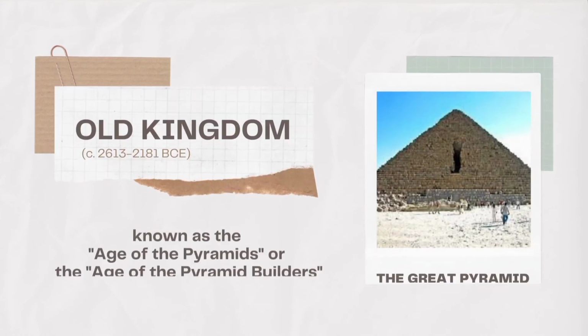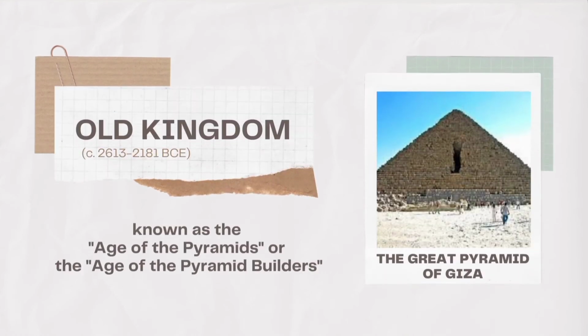It is known as the Age of the Pyramids or the Age of the Pyramid Builders. The Old Kingdom period is most famous for building pyramids. These include the first pyramid, the Pyramid of Djoser, and the largest pyramid, the Great Pyramid at Giza. It was also characterized by revolutionary advancement in architecture.